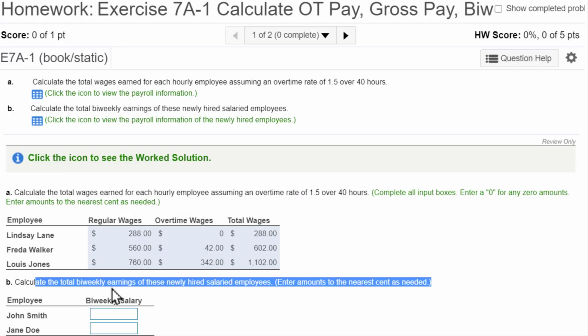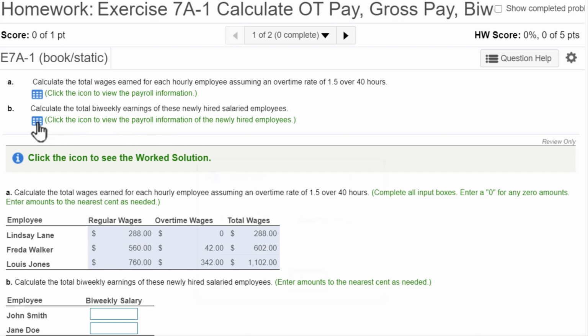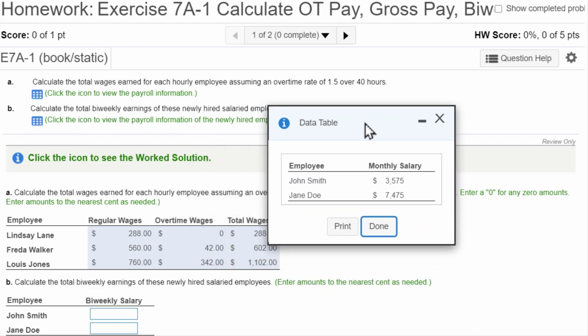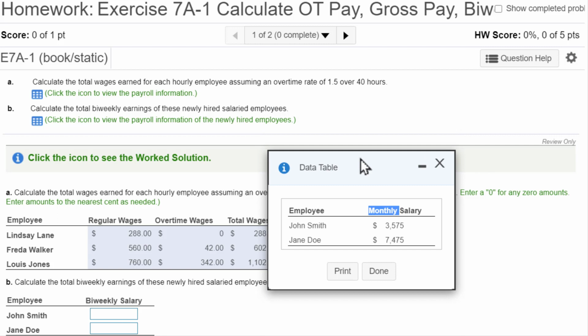Next, we're going to calculate the total biweekly earnings of these newly hired salaried employees. These salaried employees are paid a flat fixed rate. In other words, they don't get any overtime. They get to work overtime, but they don't get paid extra for working overtime. So John Smith is paid $35.75 monthly. But how often are these people actually paid? These people are paid bi-weekly.